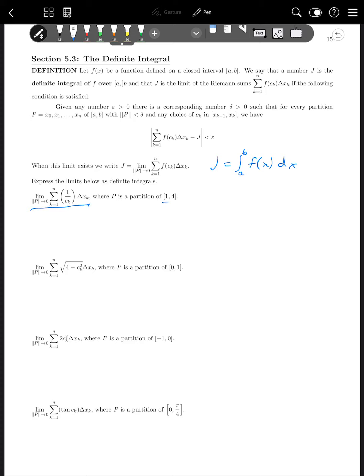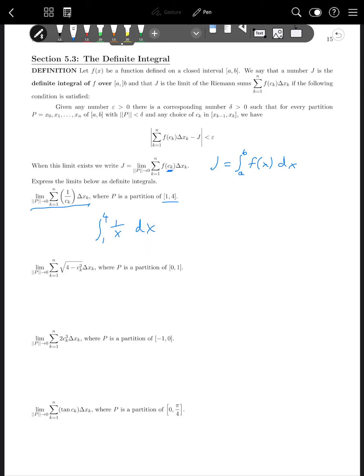So if I wanted to take this limit and write it as a definite integral, I start by writing the integral symbol and what the partition is over. So in this case, we're going to go from 1 to 4. And then we simply have to write in what the function is. Well, in this case, the function is 1 over c sub k, so 1 over the x value, right? c sub k is the x value. So that would just be 1 over x dx. Okay? And that's all there really is to that.